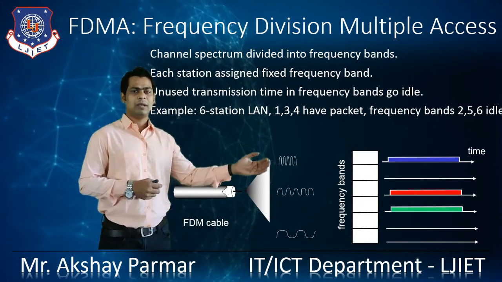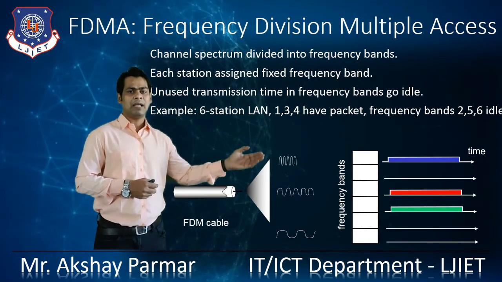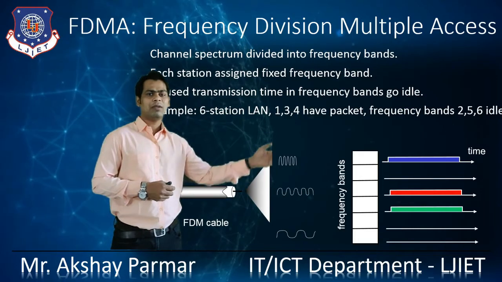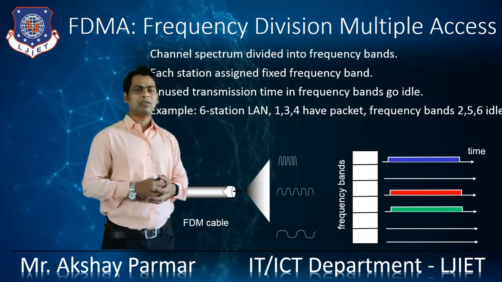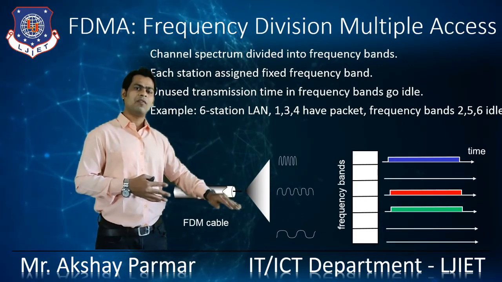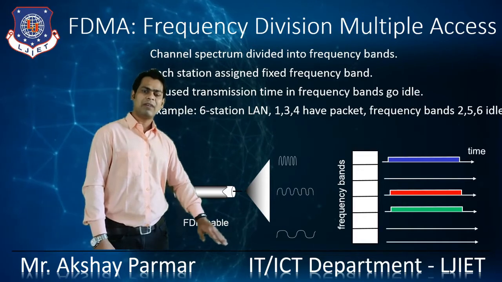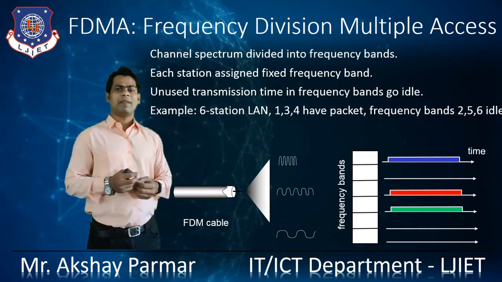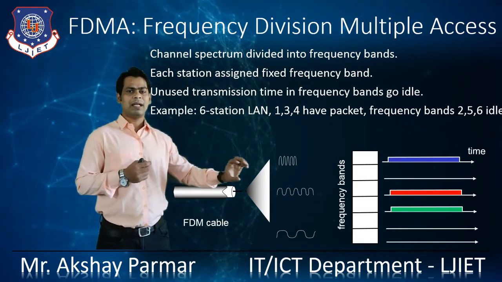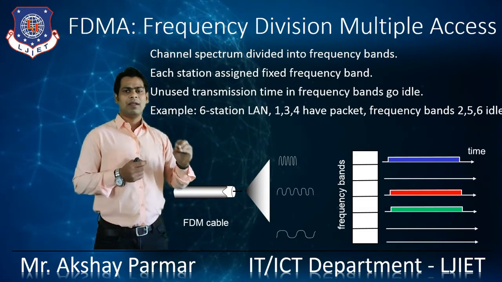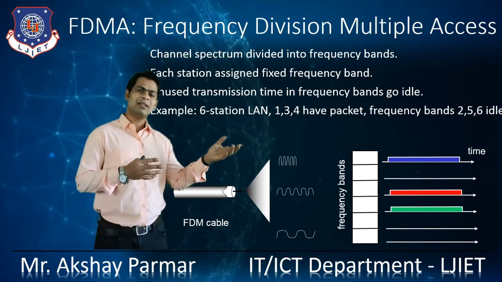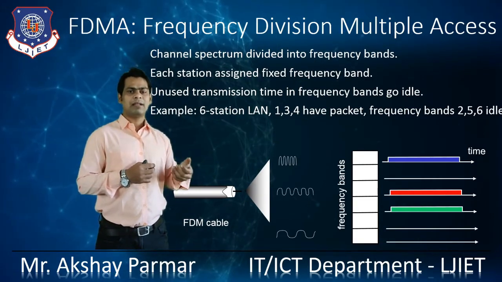So in that, there are many frequency ranges: the higher frequency, middle frequency and lower frequency, like that. So the frequency is divided into a number of frequency bands, right? We have 6 stations, so we have frequency 1, frequency 2, frequency 3, frequency 4, frequency 5 and frequency 6. Whenever we want to send data using the FDMA, one dedicated frequency range is assigned to the node, and that node can transmit its data in that frequency range only, right? So there are 6 frequency bands.